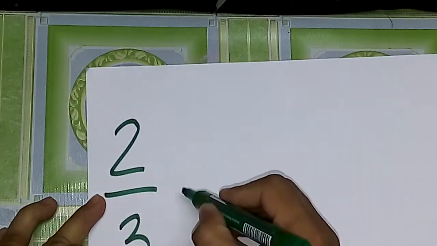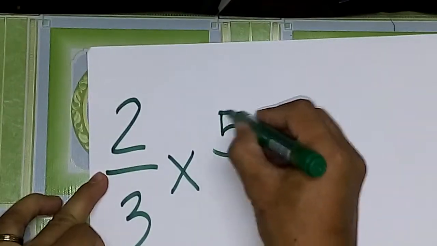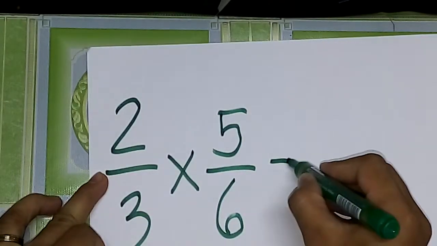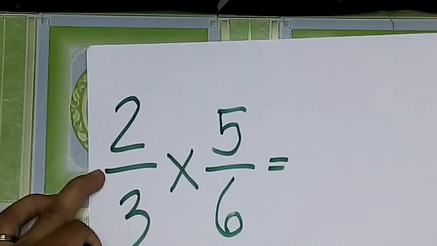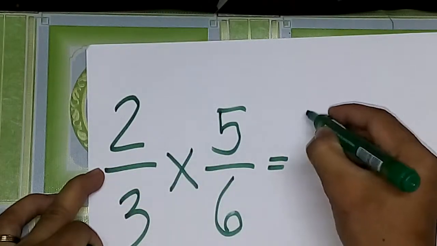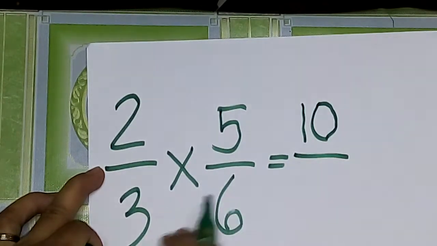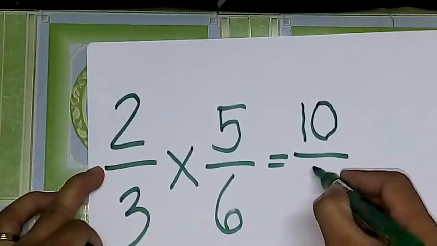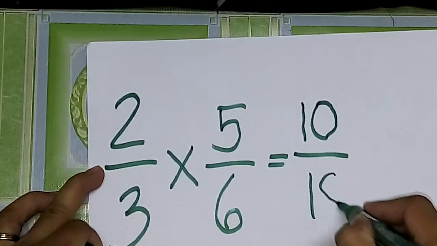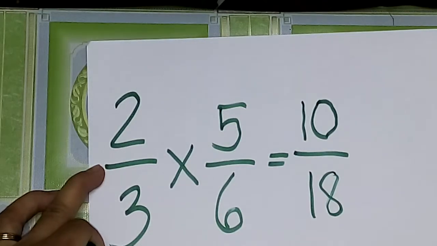2/3 times 5/6. Okay, following the basic steps, let us multiply the numerators. 2 times 5, that is 10. And 3 times 6, that is 18. We have the answer 10 over 18.